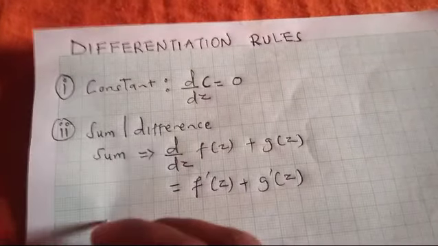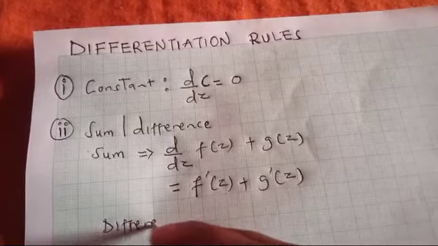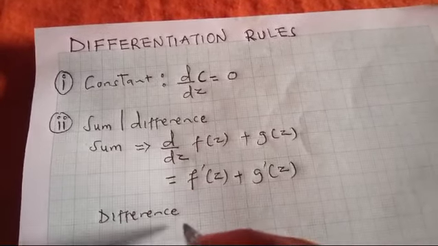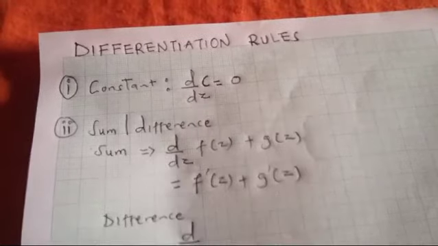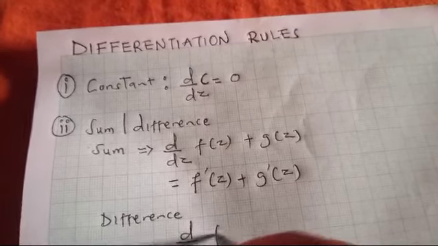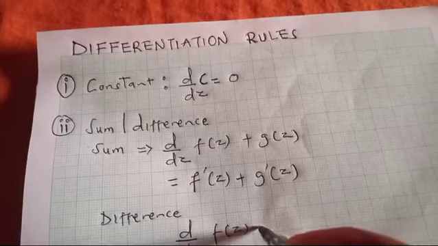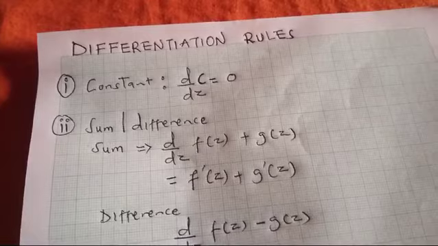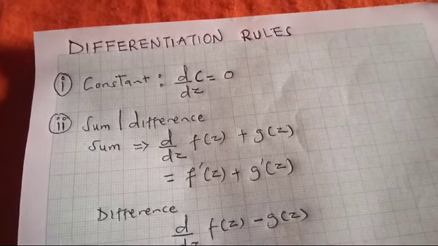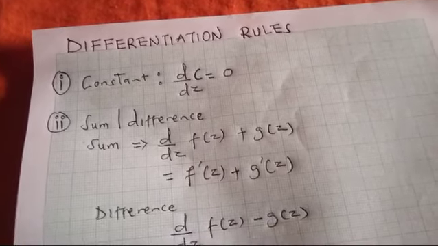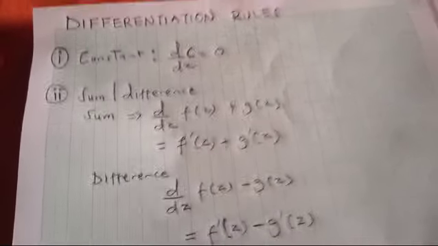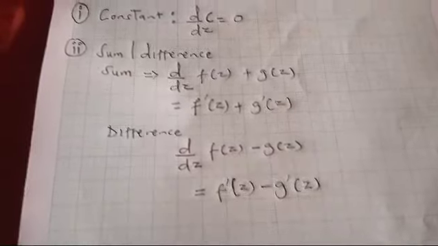What about the difference? We are going to do the same thing, but we change the sign here. D over dz of the two functions, f of z minus g of z, will give us the derivative of the first function minus the derivative of the second function.